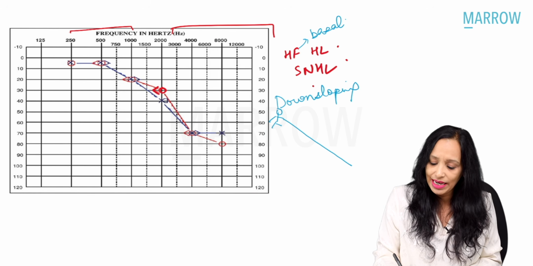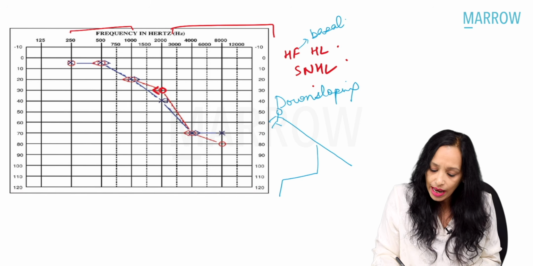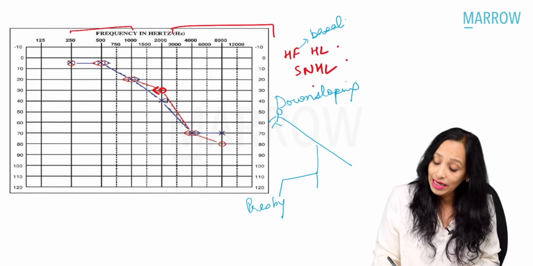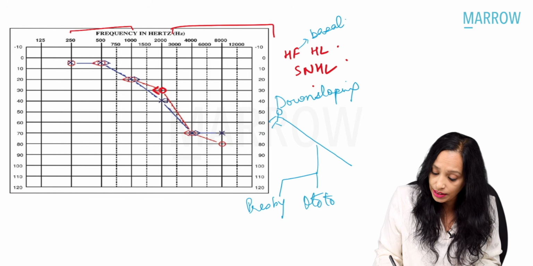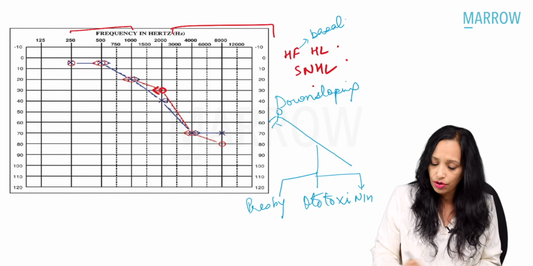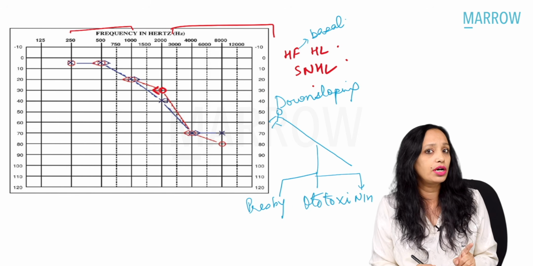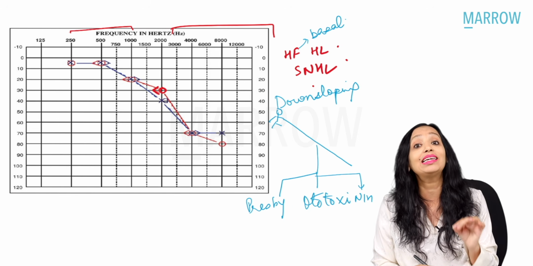And this you will see in 3 conditions. Age-related hearing loss, that is presbycusis. You will see it in ototoxicity. And the third is noise-induced hearing loss. In noise-induced hearing loss, this pattern is seen late.